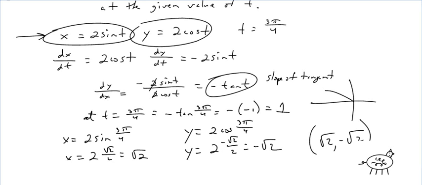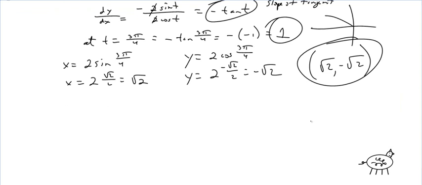That's pretty easy. So now I have my slope, and I have my point. So my equation, the tangent, is y plus root 2 equals 1 times x minus root 2. Okay, and you don't even need the 1 necessarily, right? You can just leave it like that.